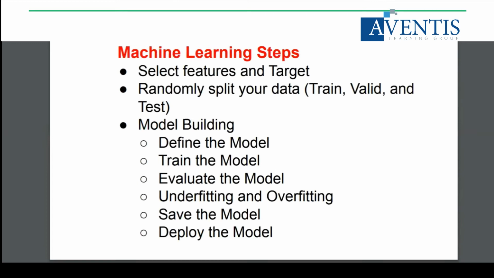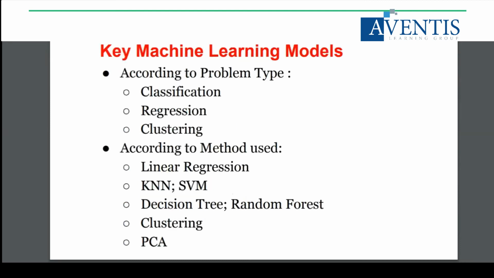And finally, we want our model to be neither overfitting nor underfitting. We want a good model. When we achieve that, we basically save the model for future use or deploy the model to test its performance. So these are the steps for machine learning, and these are the different machine learning based models.